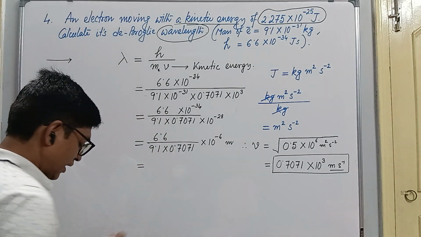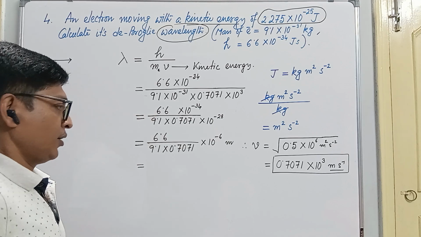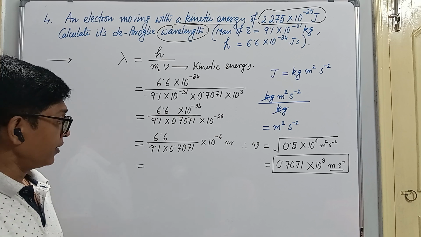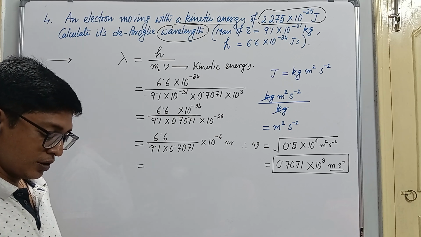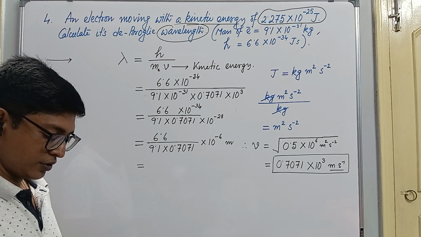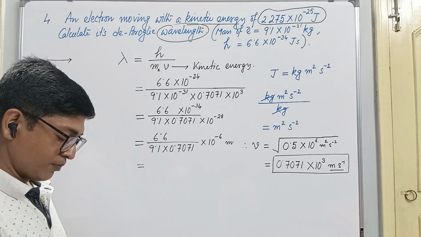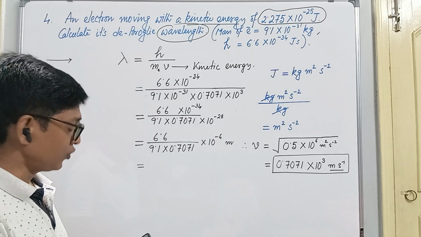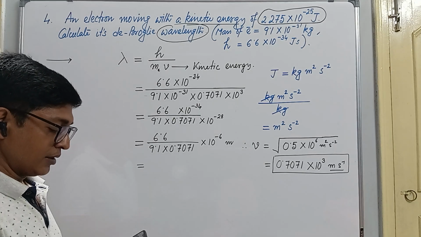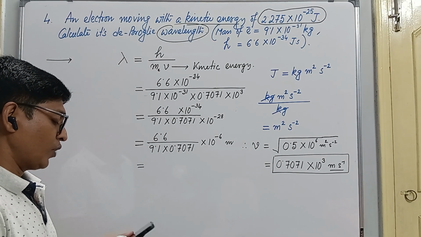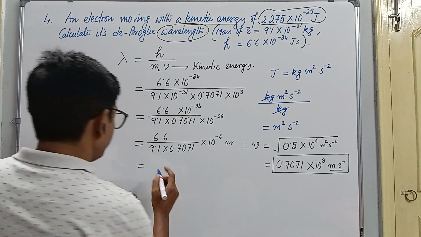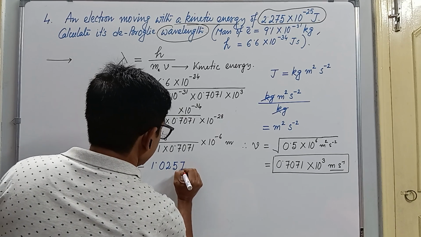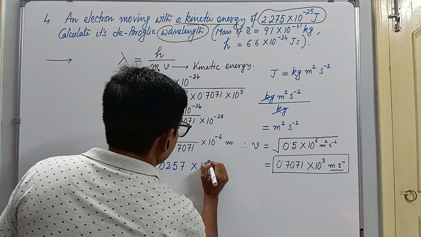Now we need to again use the calculator to get this value. This one will be 6.6 as they have mentioned, divided by 9.1, whole divided by 0.7071, and the value is coming 1.0257. 1.0257 into 10 to the power minus 6.